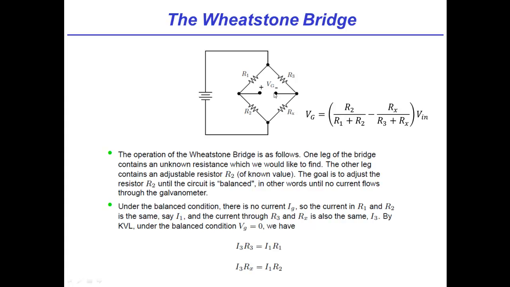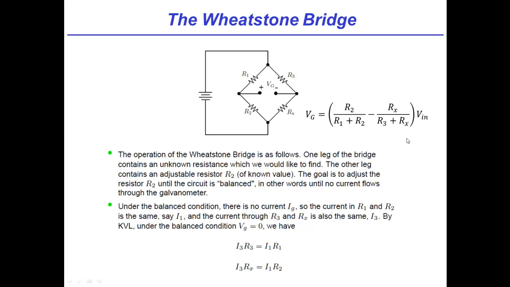Now, of course, VG is defined as the voltage at plus minus the voltage at minus. We do the same thing on the minus side and get Rx divided by R3 plus Rx times Vin. So VG is just equal to R2 over R1 plus R2 minus Rx over R3 plus Rx, times Vin.